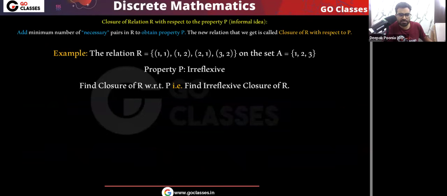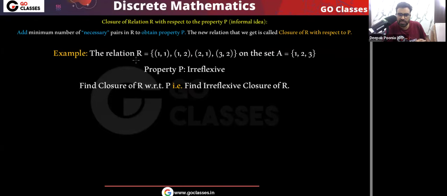Tell me the answer for this question. The property is irreflexive, and this is the given relation. Find the closure of the relation with respect to this property, which means find the irreflexive closure of R. Irreflexive is the property, R is the relation. We need to find the closure of the relation with respect to irreflexive property.